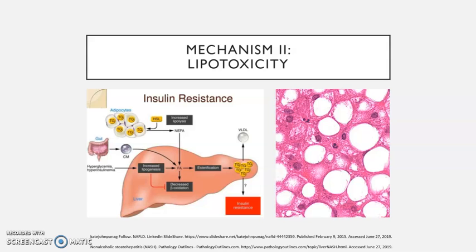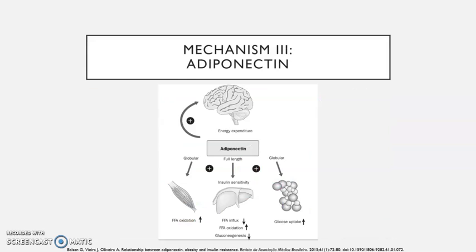It's also important to note that this lipotoxicity causes the fatty liver to produce those very triglyceride-rich VLDL molecules. That results in an increase in serum triglyceride concentrations and a decrease in HDL concentrations. It's important to consider these because these are two additional criteria common in a metabolic syndrome diagnosis.